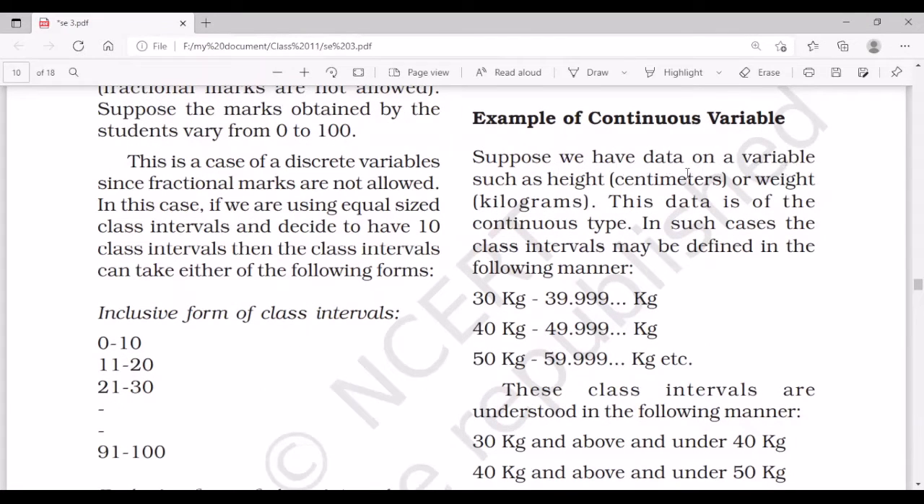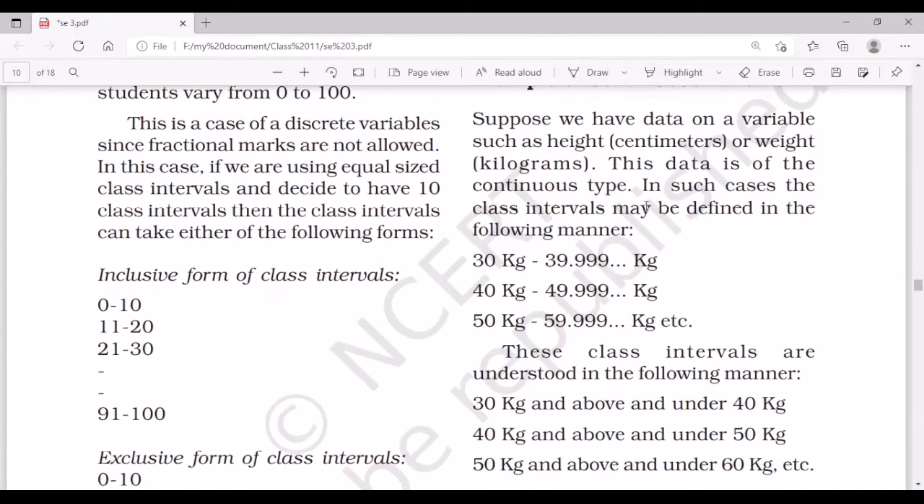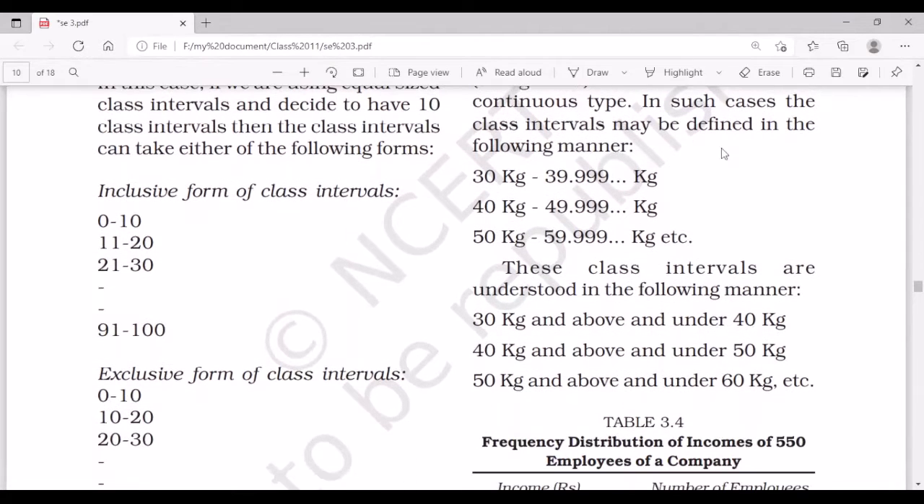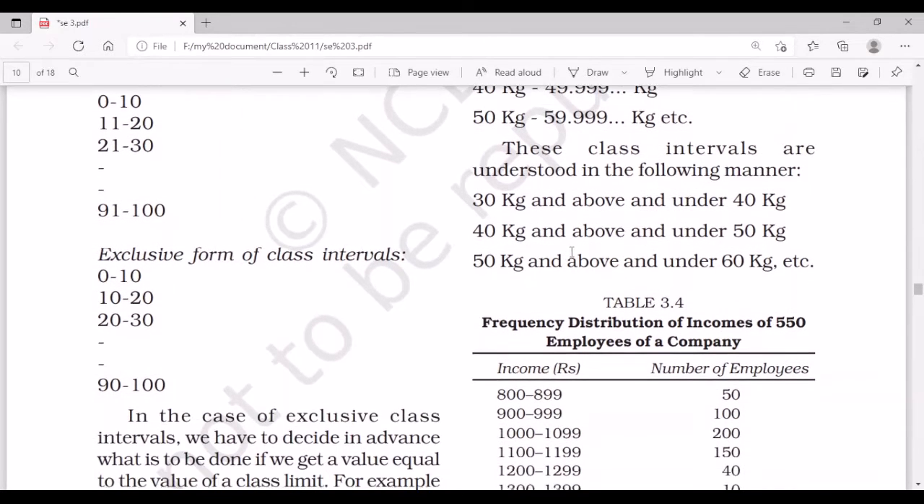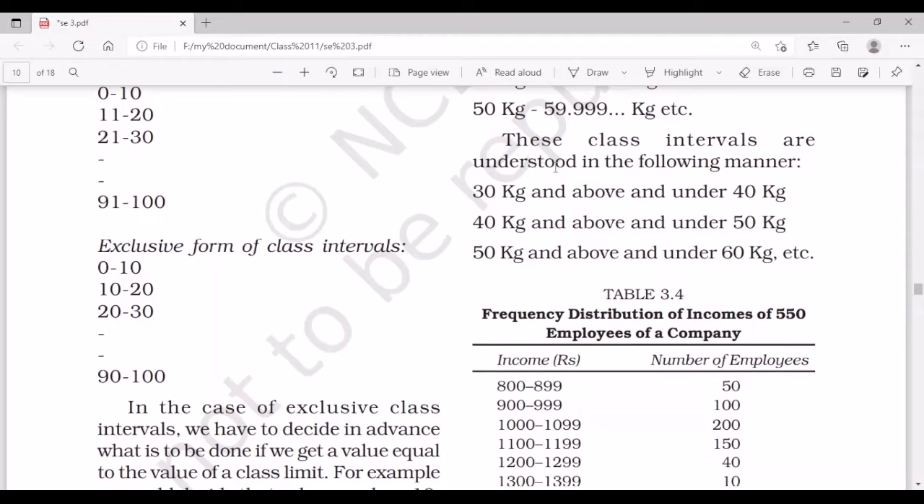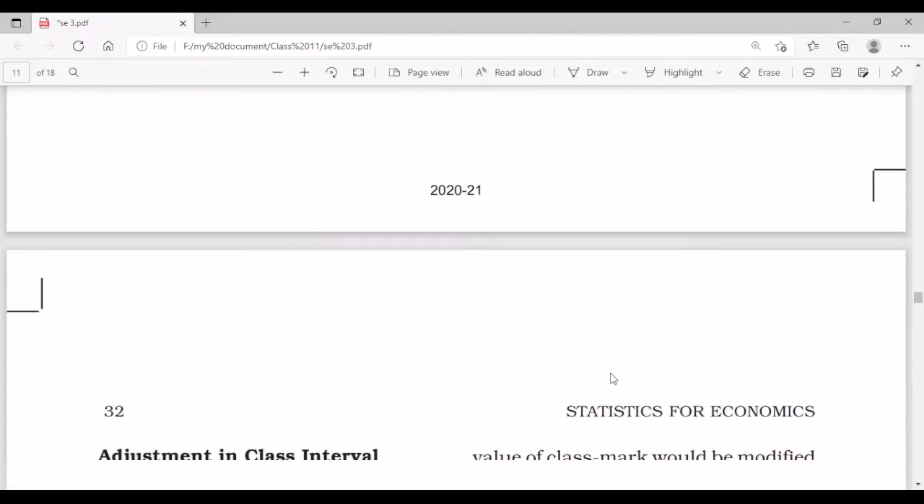Now, example of continuous variable. Suppose we have data on a variable such as heights. This data is of the continuous type. In such cases, the class intervals may be defined in the following manner. Now you can see this is not an exact number, that is why it is known as a continuous series. And a discrete series, as I have told you, contains exact numbers. So these class intervals are understood in the manner 30 kg and above and under 40 kgs. So you can see in this point that 800 to 899, 900 to 999. So in this form it is continuous.